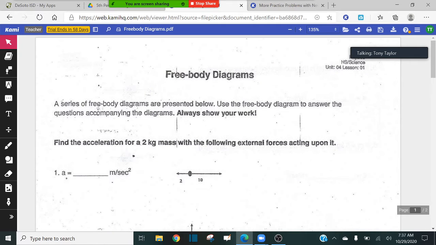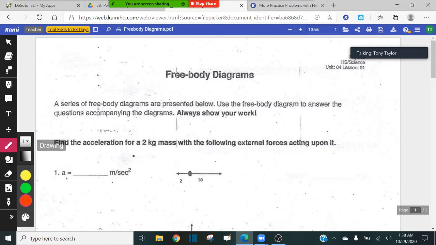So guys, remember what a free body diagram is. A free body diagram is nothing more than a diagram that shows you all of the forces that are acting on your object. I'm gonna say that again. A free body diagram shows you the forces that are acting on your object.